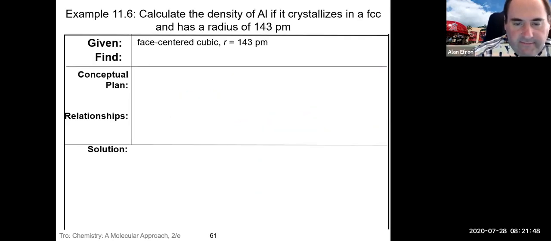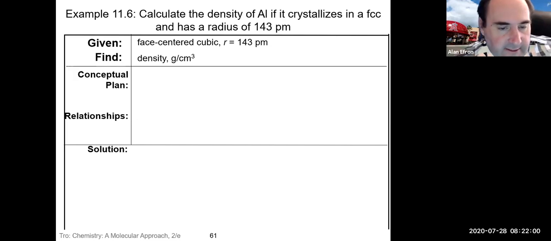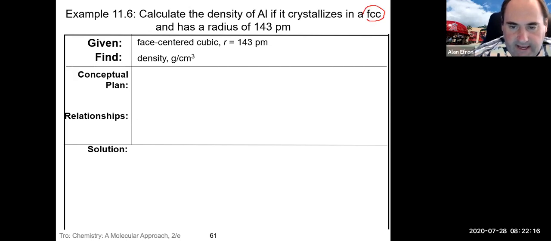So let's talk about common problems that involve this. And it's something like calculating the density, for example. So we want to calculate the density here of a face-centered aluminum that crystallizes. There's a couple of important pieces of information that are given to you in this problem. The first one is that it is face-centered, right? So face-centered, as we just saw, FCC, means that it has 4 atoms in that unit cell. That's the important part of that.